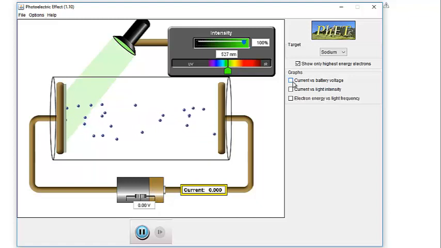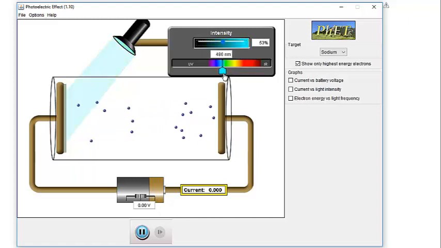Anything? I think I see more electrons. Are they moving faster or about at the same speed? Okay, well, let's turn that intensity down again. And now we see that there are fewer electrons coming off the metal surface. But now we're going to make the wavelength shorter again.